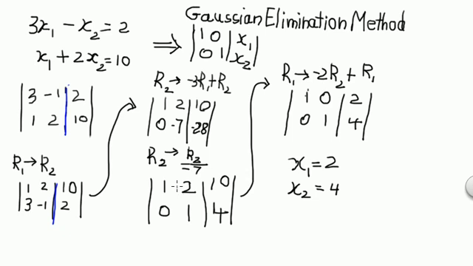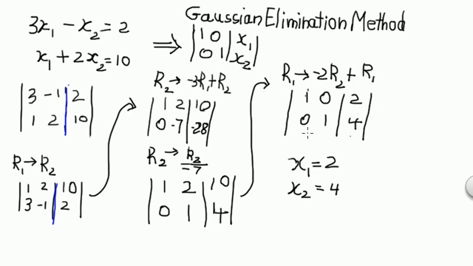The last step is to convert this 2 into 0. So I can do that by taking the second row, multiplying it by -2, and adding it to the first row. So when I do that, this becomes my new matrix.